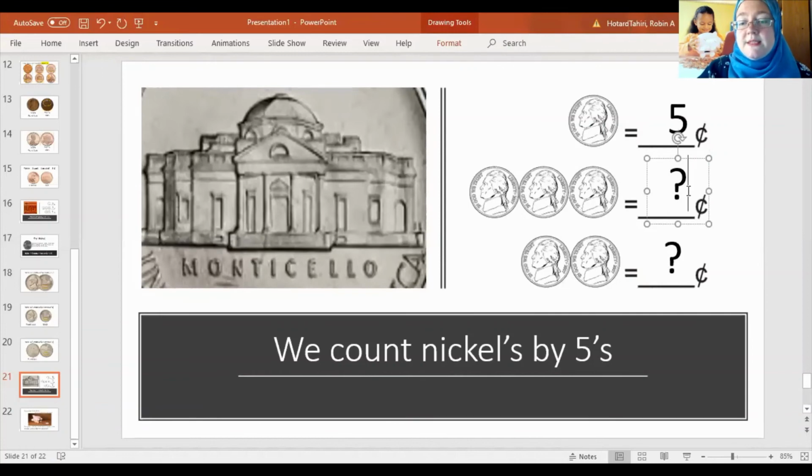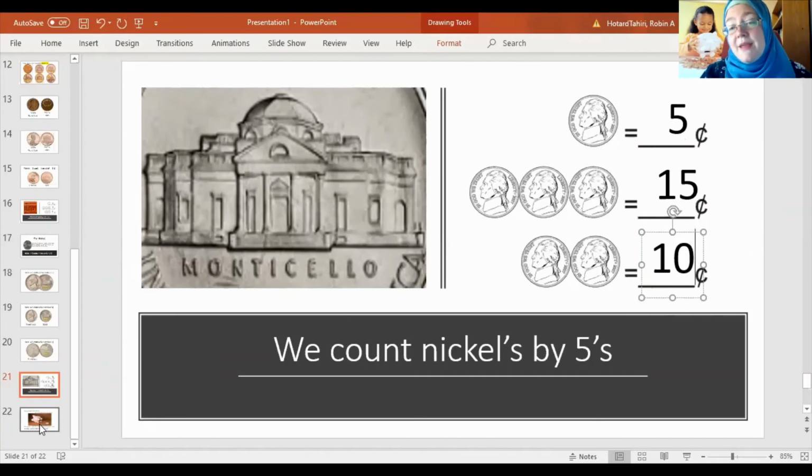Now this one we said we see 3 nickels. But the 3 nickels, is it worth 3 cents? No, let's count by fives. 5, 10, 15. 15 cents. And my last one, 1, 2 nickels. How much is 2 nickels? 5, 10. And then I stop. That means it's worth 10 cents.